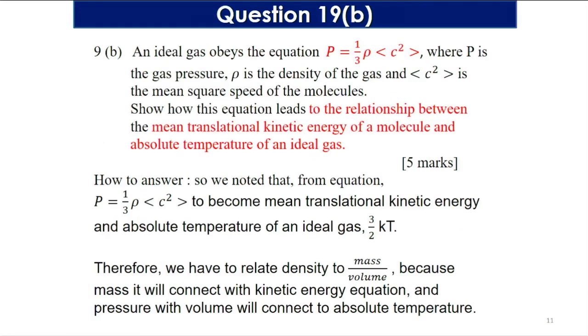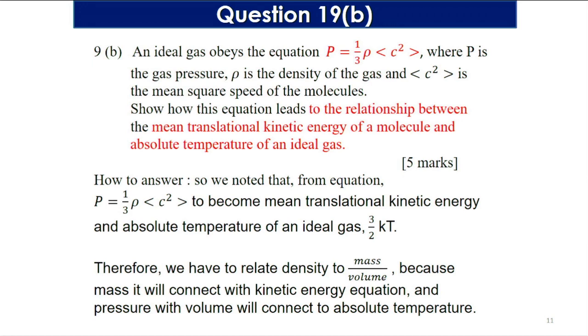Now, for question 19B, an ideal gas obeys the equation P equal to 1 over 3 rho mean c square, where P is the gas pressure, rho is the density of the gas, and mean c square is the mean square speed of the gas molecule. Show how this equation leads to the relationship between the mean translational kinetic energy of a molecule and the absolute temperature of an ideal gas. 5 marks.